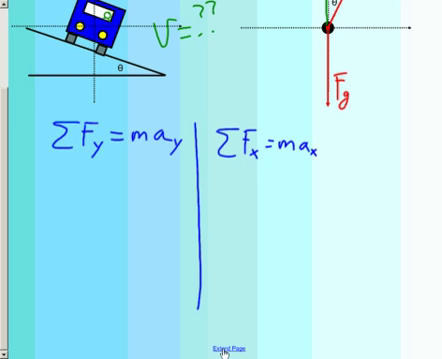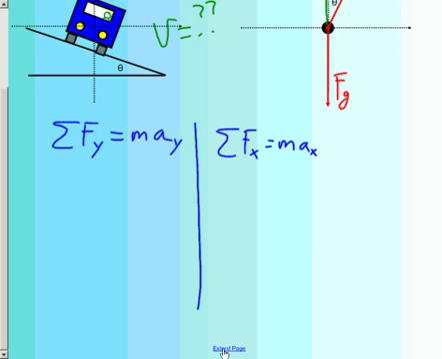All right. Here's what I want you to do. Let's start with the y. I want you to see if you can do this for me. So first, fill in all the forces you can in the y direction. All right. And do m times a. See what you can do. Pause me and then move on.